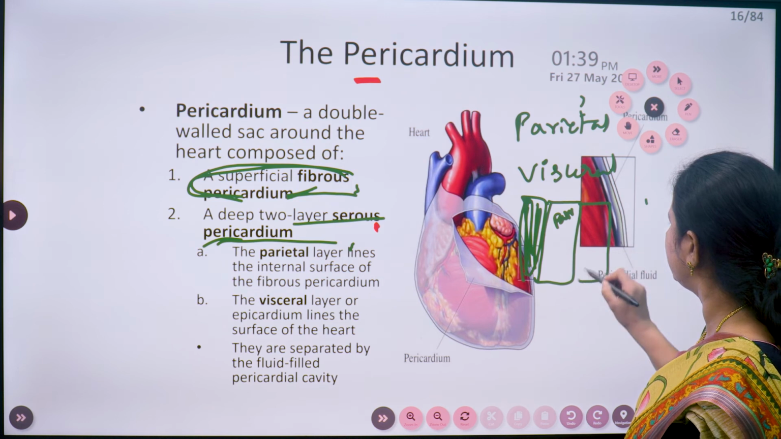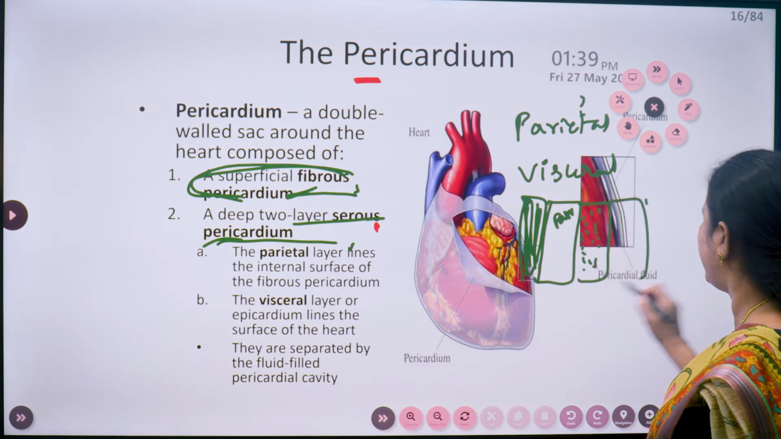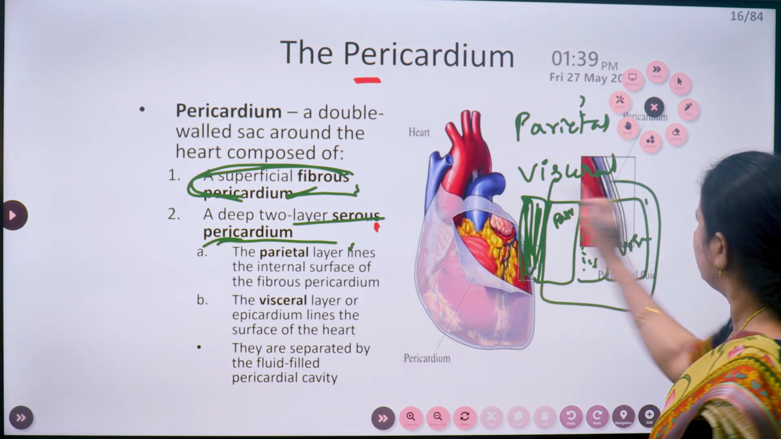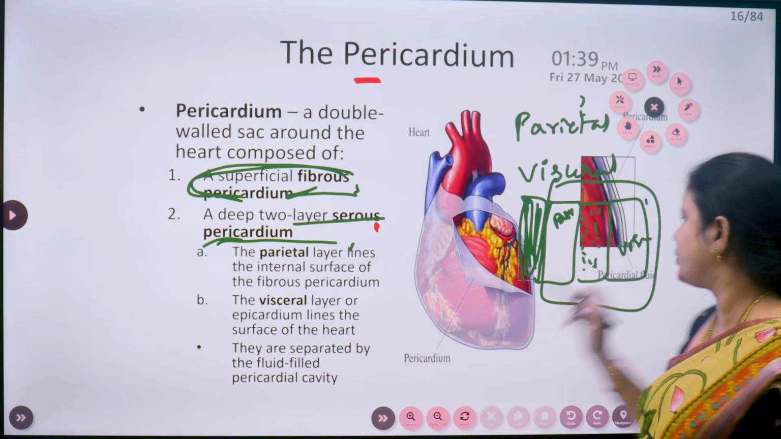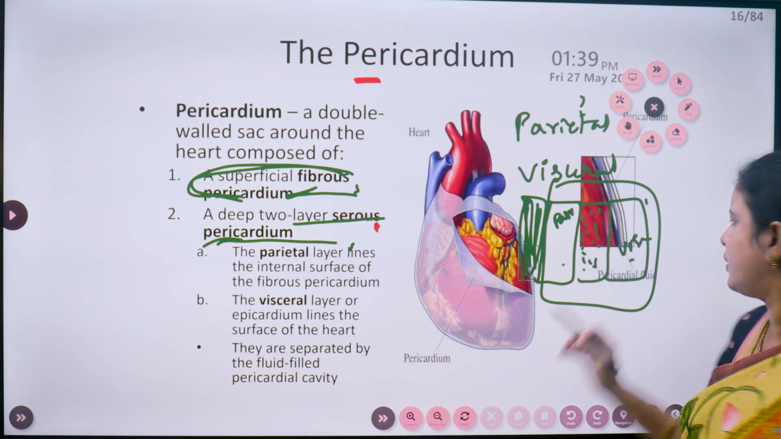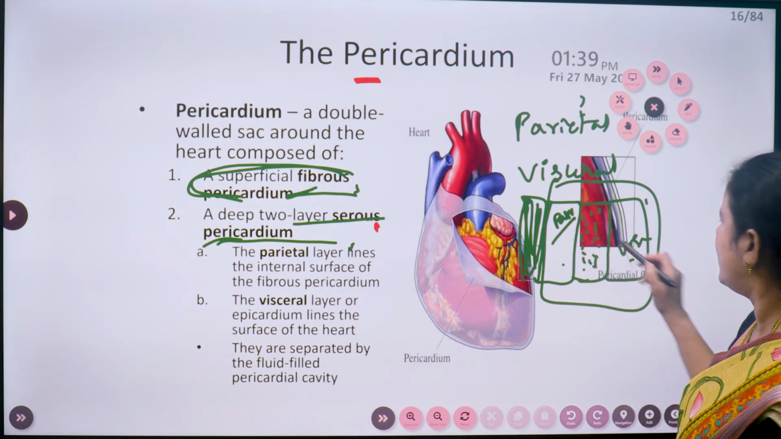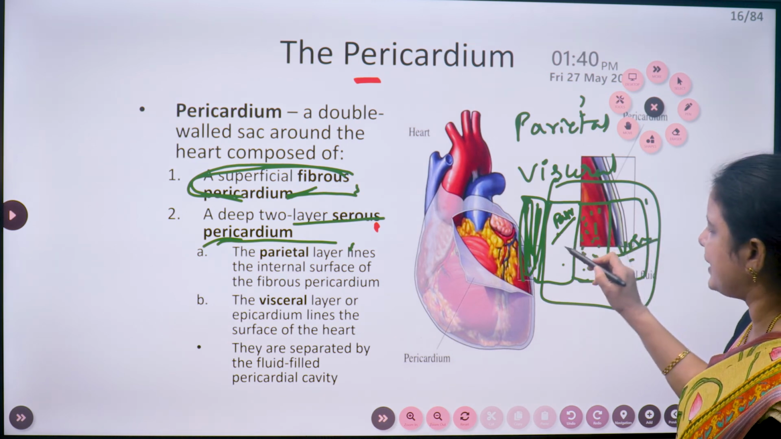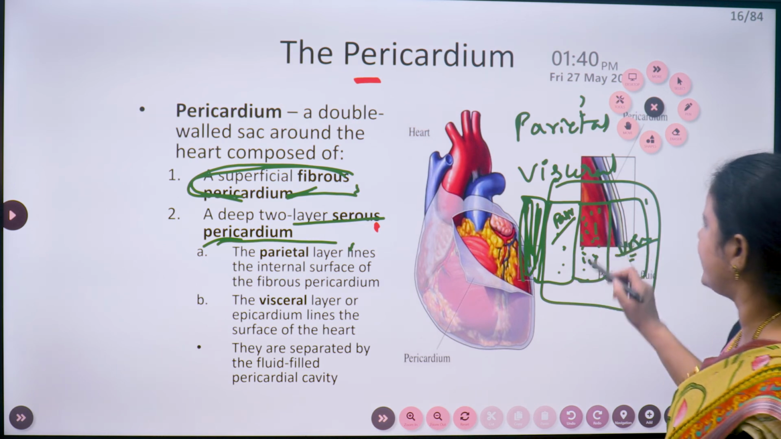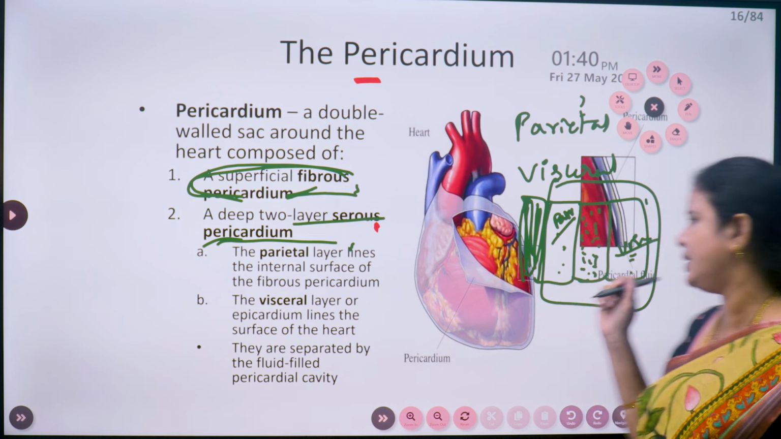After that we have the pericardial cavity and visceral. So this is the serous membrane. A serous membrane means it should have 2 layers and between these 2 layers some amount of fluid. This is called pericardial fluid. This is parietal and this is visceral: parietal pericardium, visceral pericardium. In between these 2 layers we have some amount of fluid, so we call this fluid the pericardial fluid.